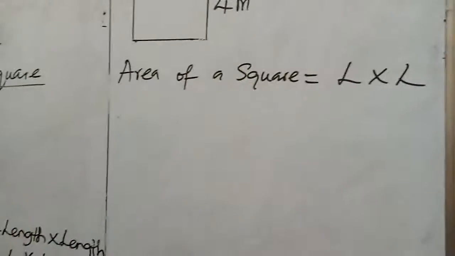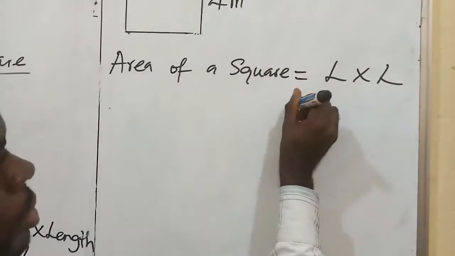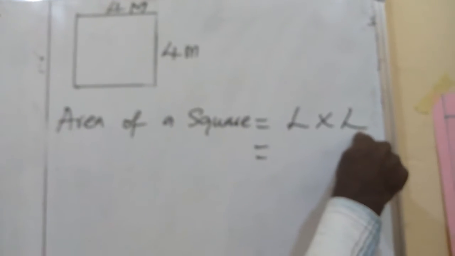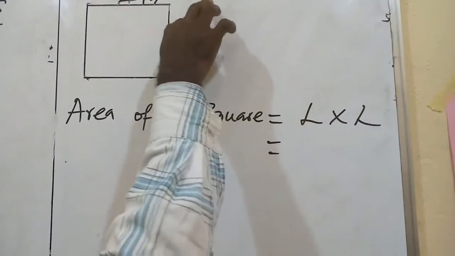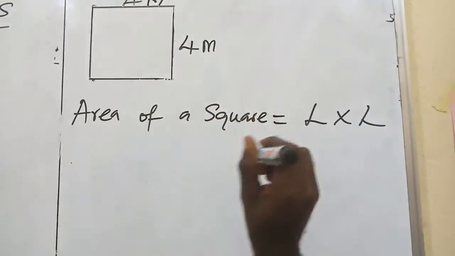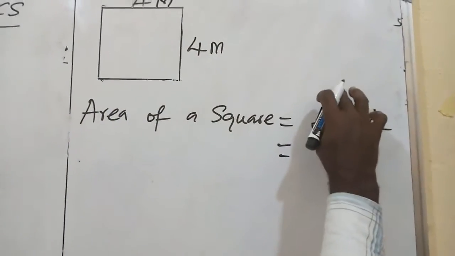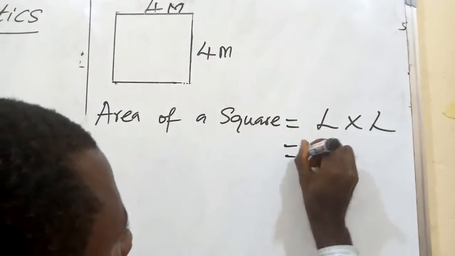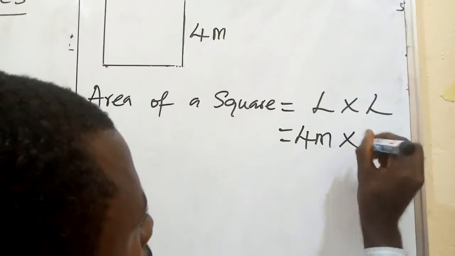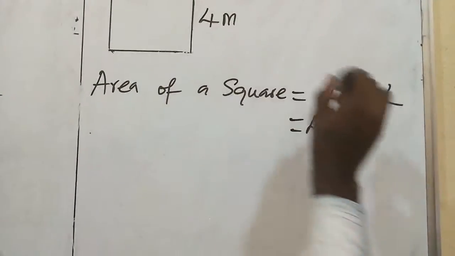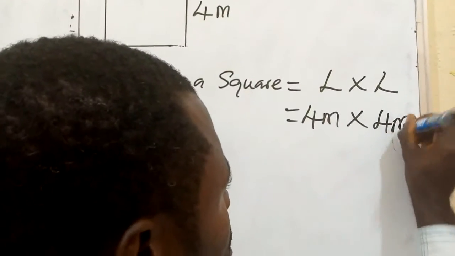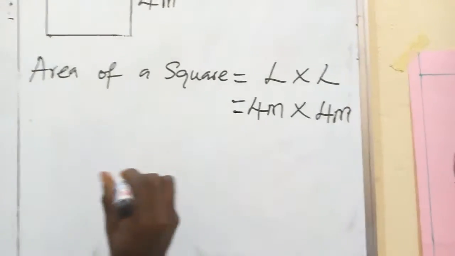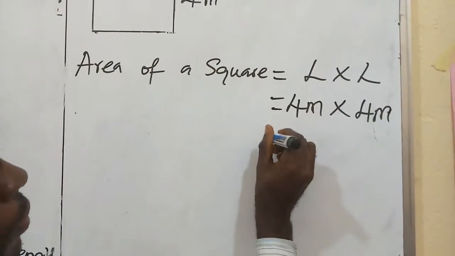Length times length. The first L stands for length, and this other L stands for what? Length. The first L is for the first side, and the second L is for the second side. So now we have L times L. The first length is 4 meters, times the second L, which is also 4 meters.